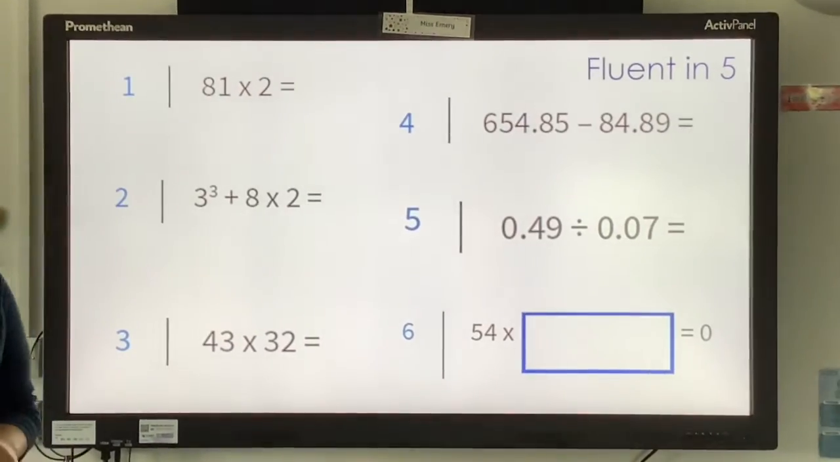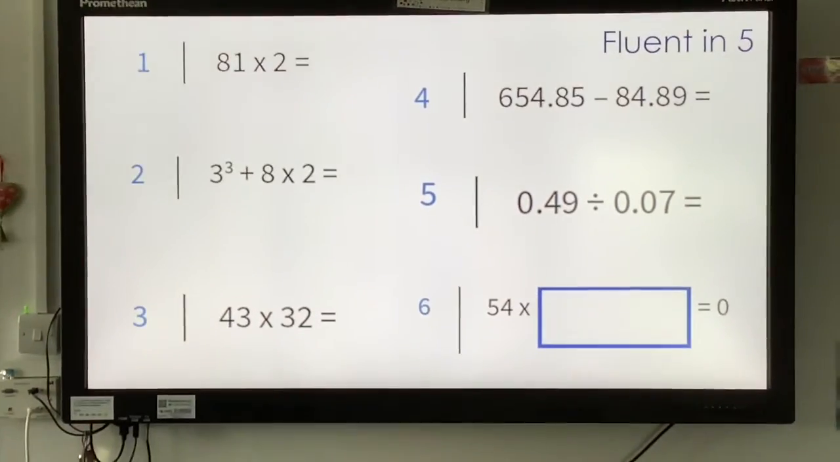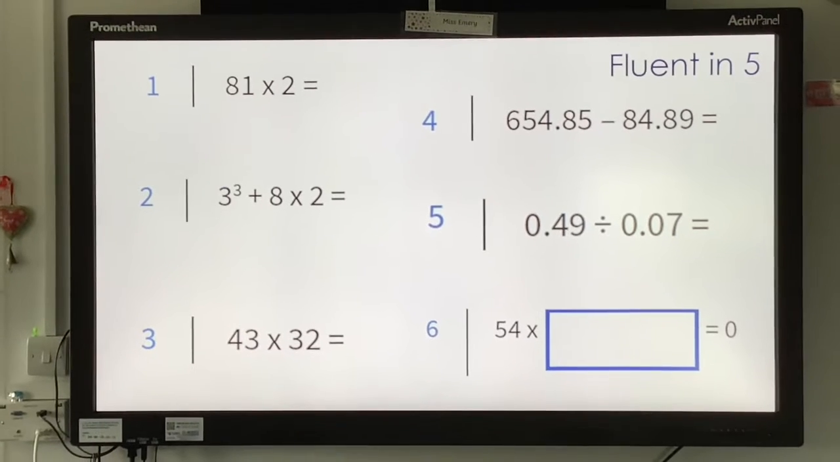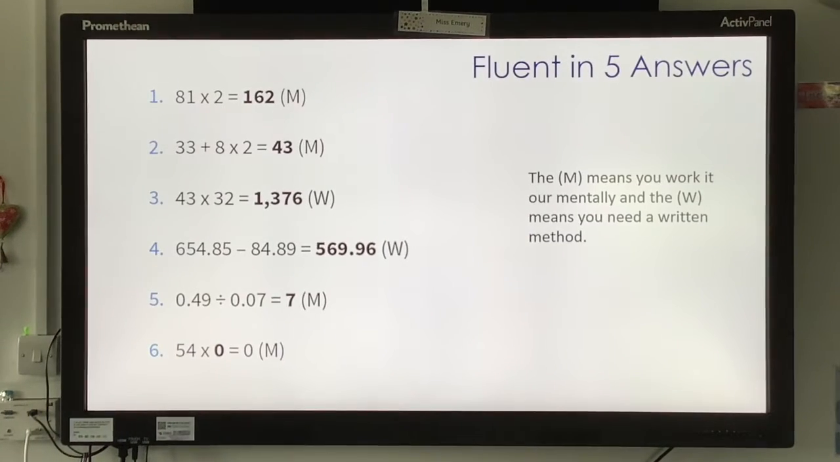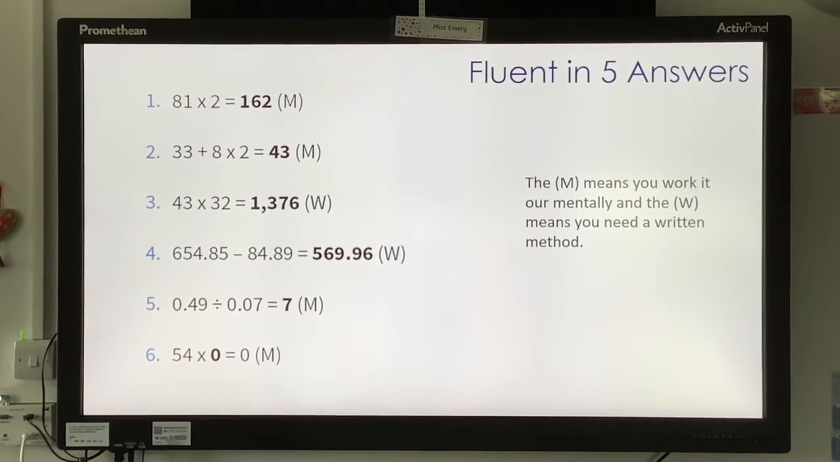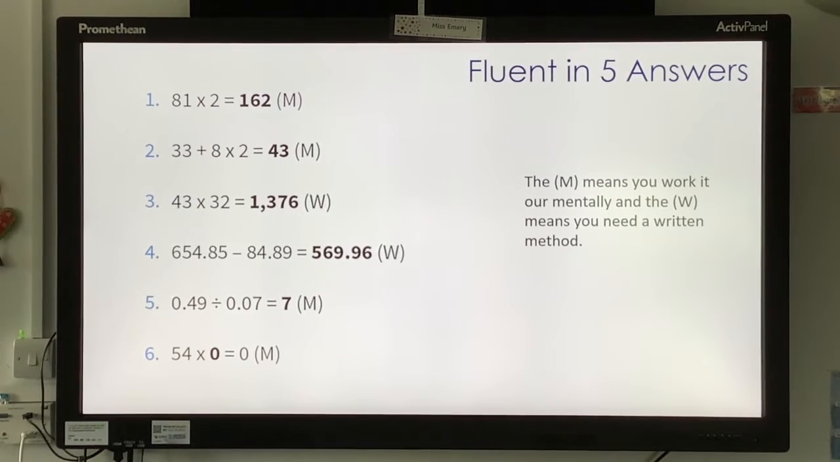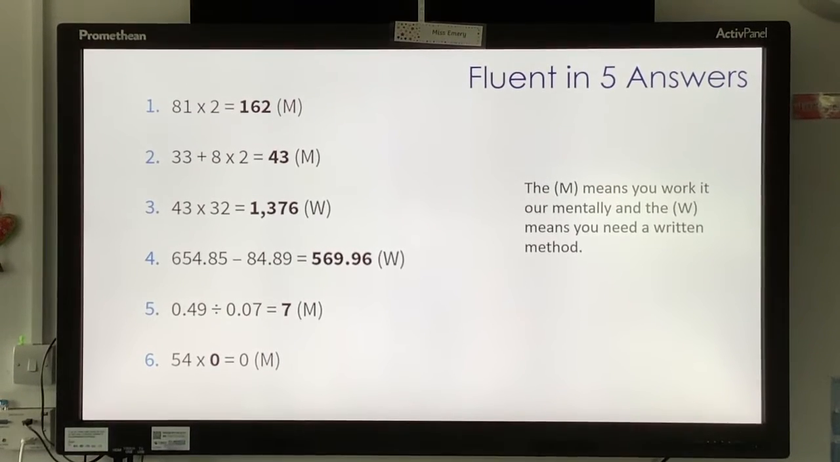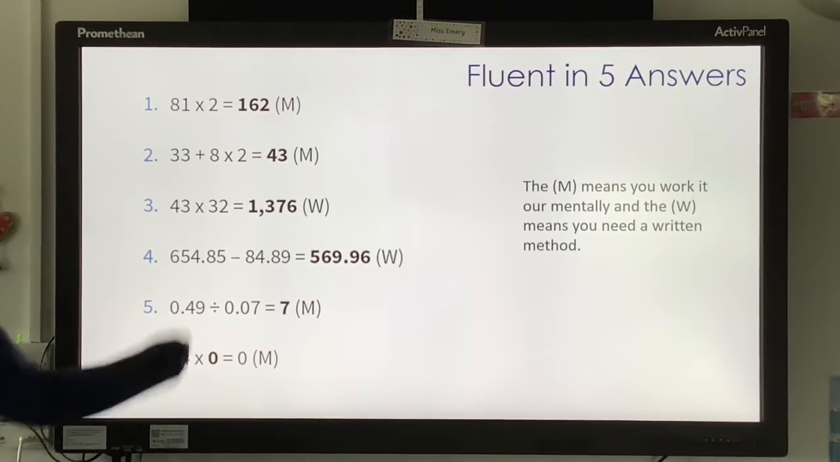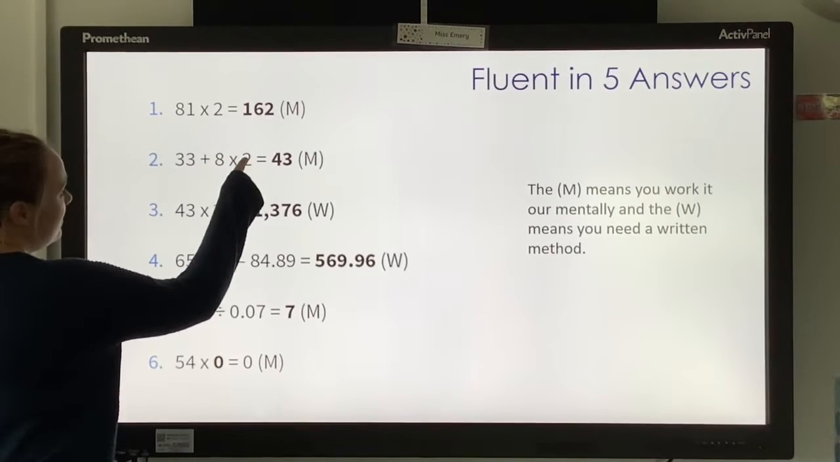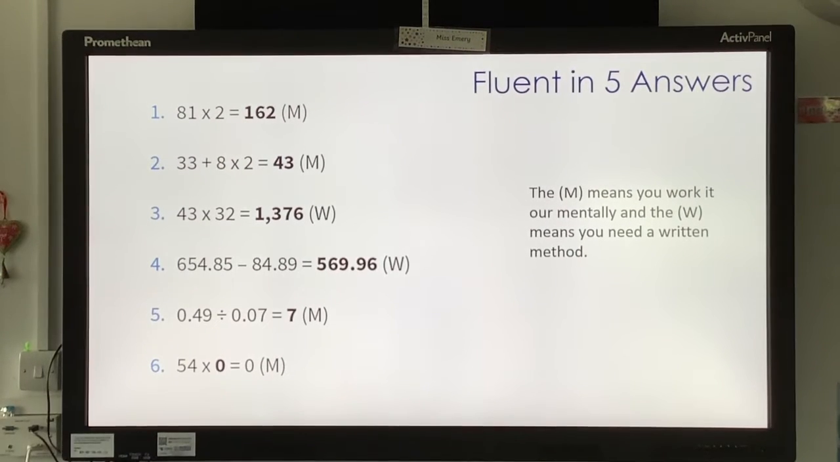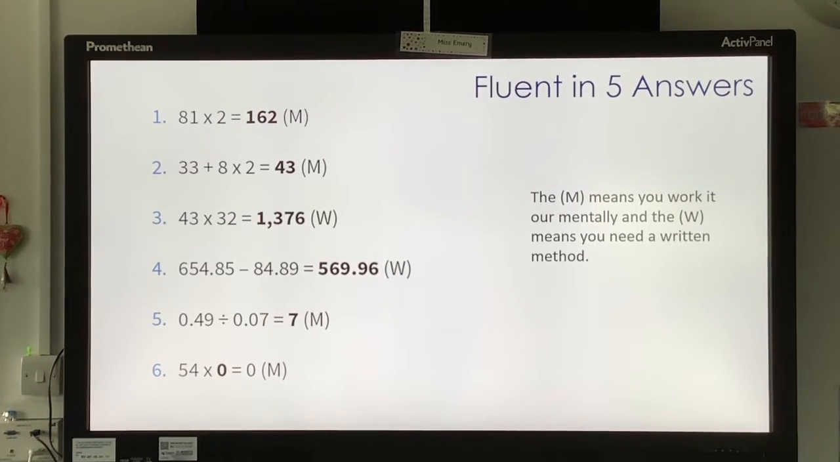So, Fluent in 5, pause the video and have a go. So, hopefully you paused the video. 81 times 2 is 162. 33 plus 8 times 2 is 43 because you would have had to do this section first. 43 times 32, 1,376.